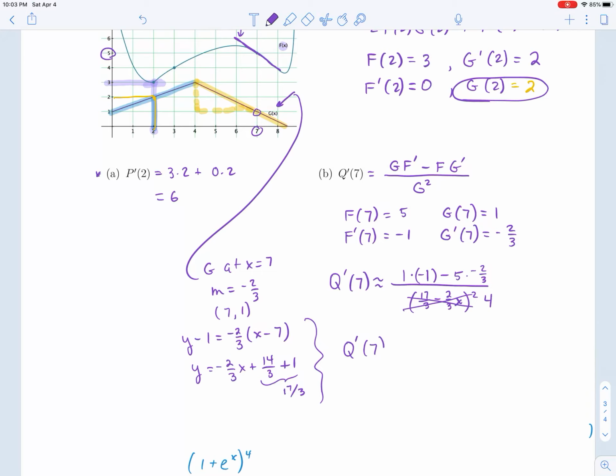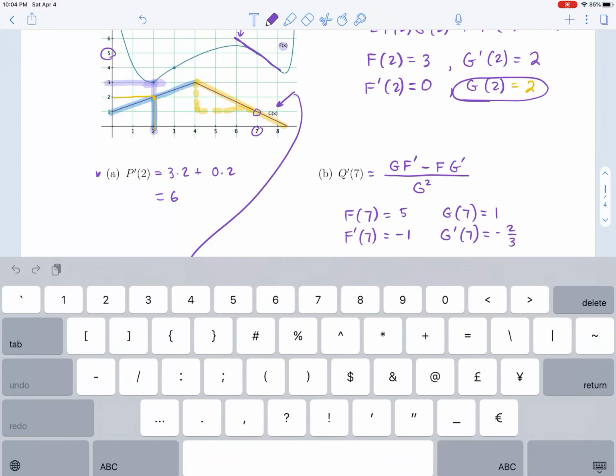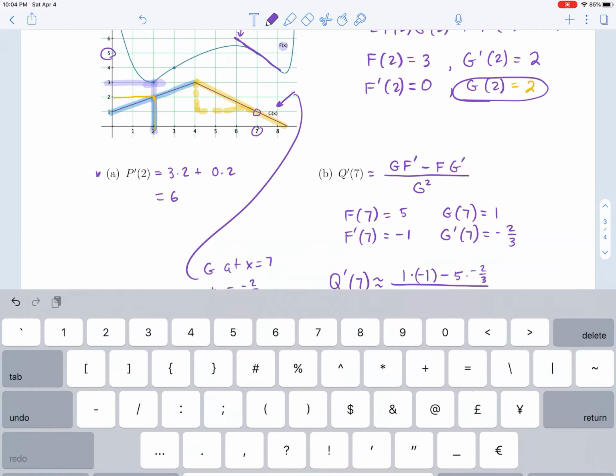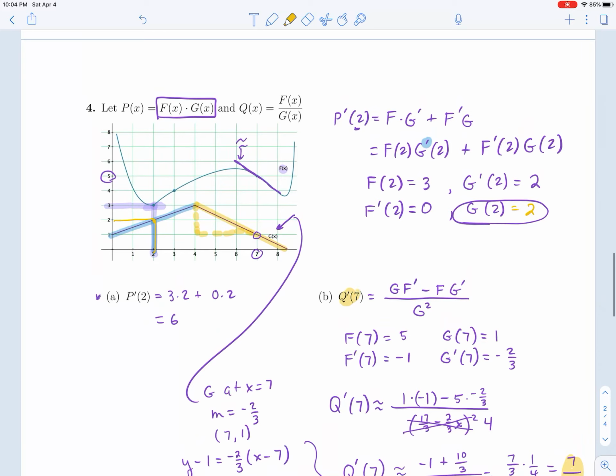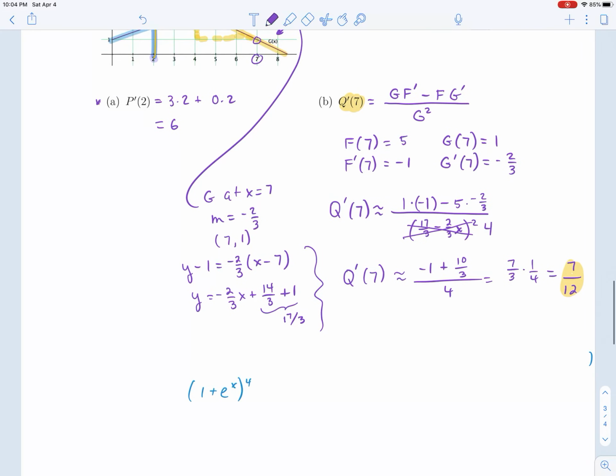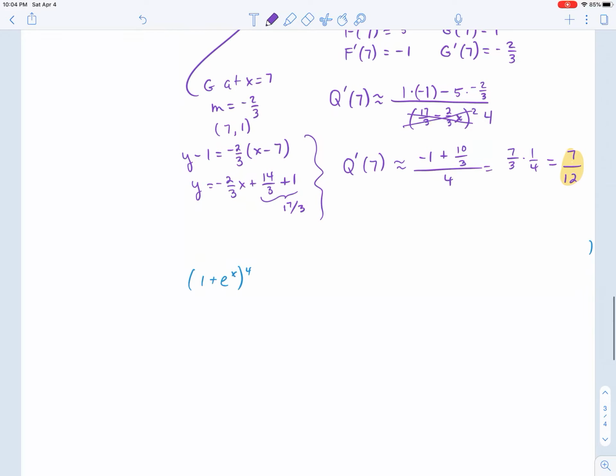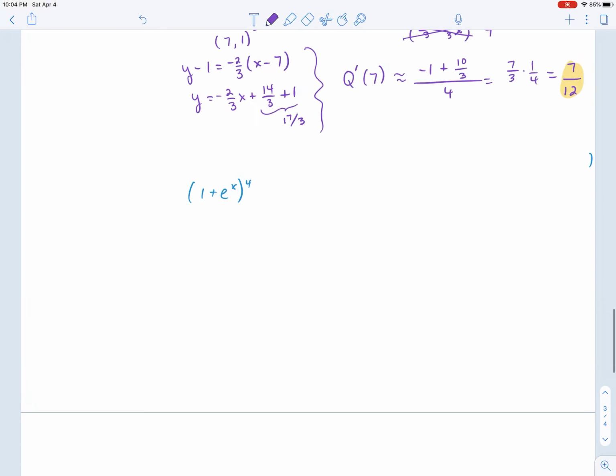So Q prime of 7 is approximately negative 1 plus 10/3, all over 1, which is 7/3. Okay, and that finishes up this section. The next section we'll do is section 3.2.